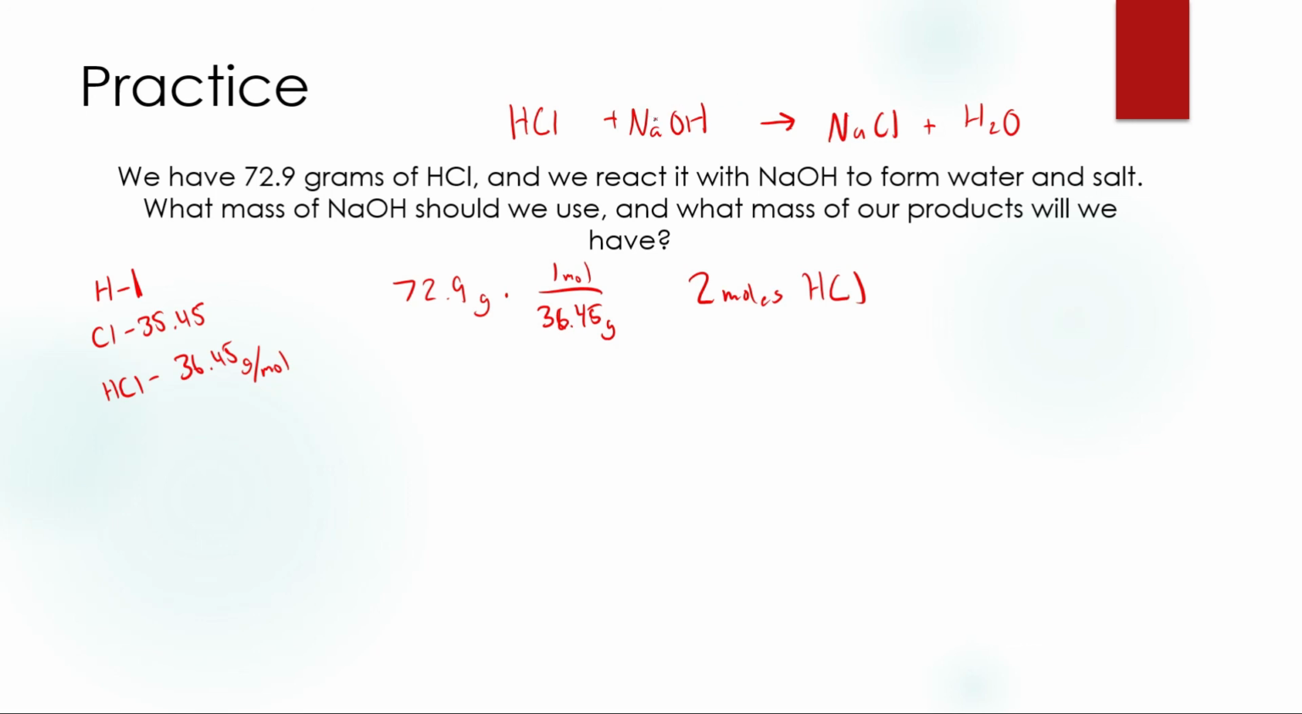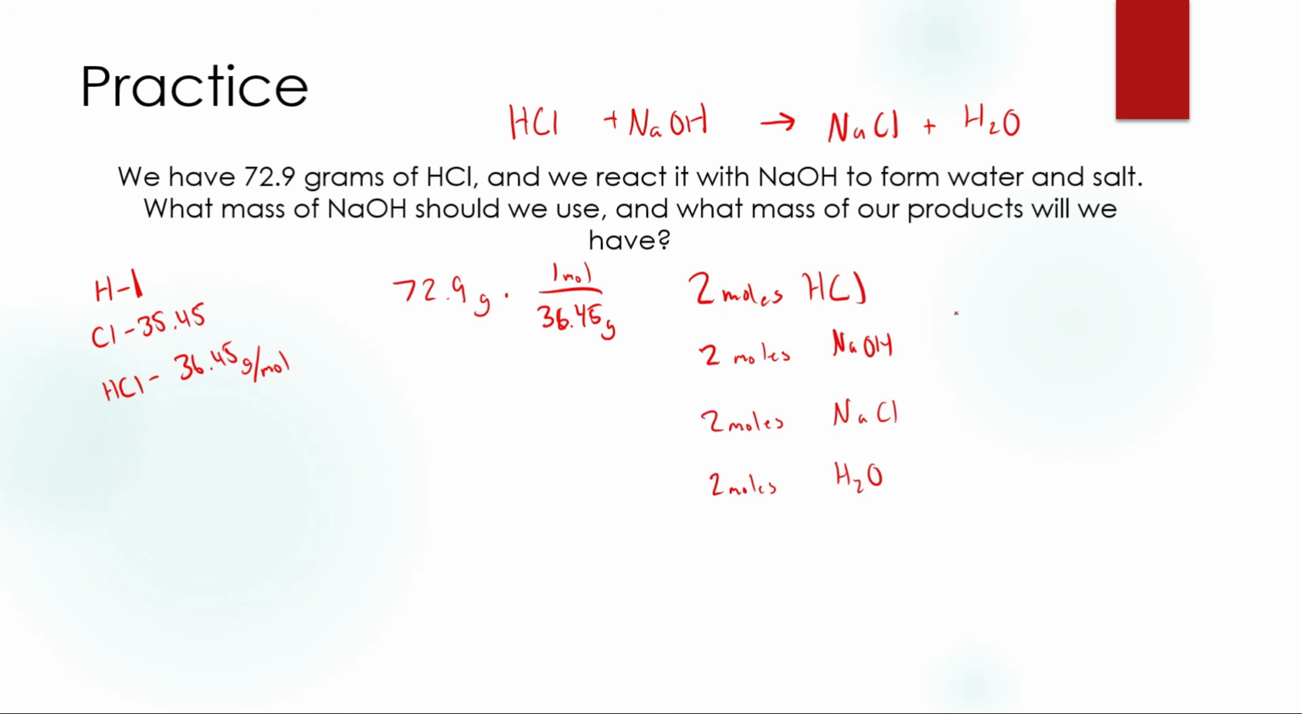We've got one atom of sodium, one chlorine, 2 H's on this side, 2 H's on this side, and 1 O on each side. So this is all 1 to 1 to 1, which means we're going to need 2 moles of everything else. So 2 moles of NaOH, 2 moles of NaCl, and 2 moles of H2O.